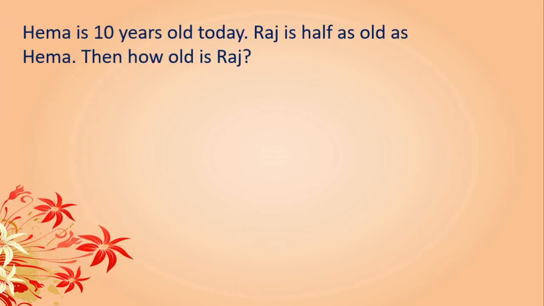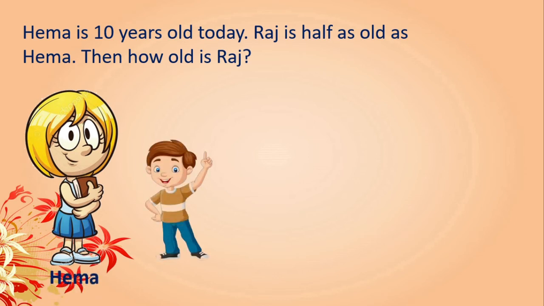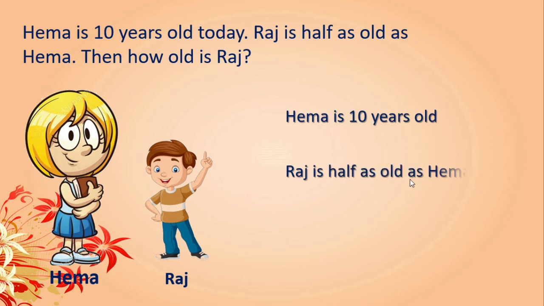Here, Hema is 10 years old today. Now Raj is half as old as Hema. What is given? Raj is half as old as Hema. She is 10 years old. Now we can write here: Hema is 10 years old and Raj is half as old as Hema. That is nothing but Raj is 5 years old. Correct? Right?